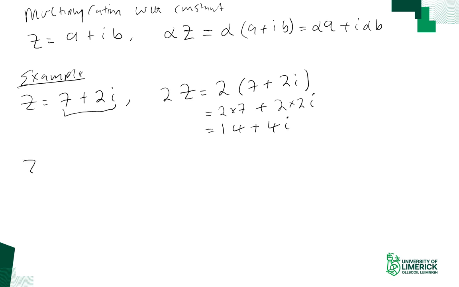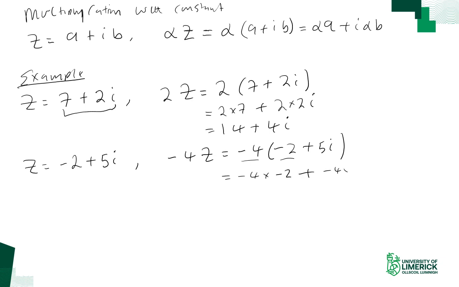Similarly, if we have z equal to minus 2 plus 5i, and we want to find minus 4z, then we write our minus 4 here. Instead of z, we write minus 2 plus 5i. Then we multiply these two. Minus 4 multiplied by the real part, that is minus 4 times minus 2, plus minus 4 times 5i. Minus 4 times minus 2 gives us 8, positive because of minus times minus, plus minus 4 times 5 gives us minus 20i, so we'll have 8 minus 20i.